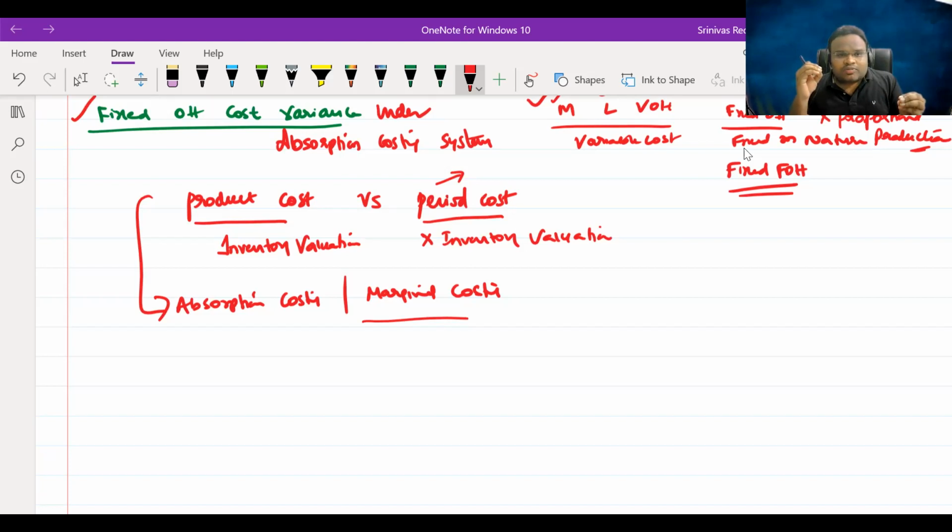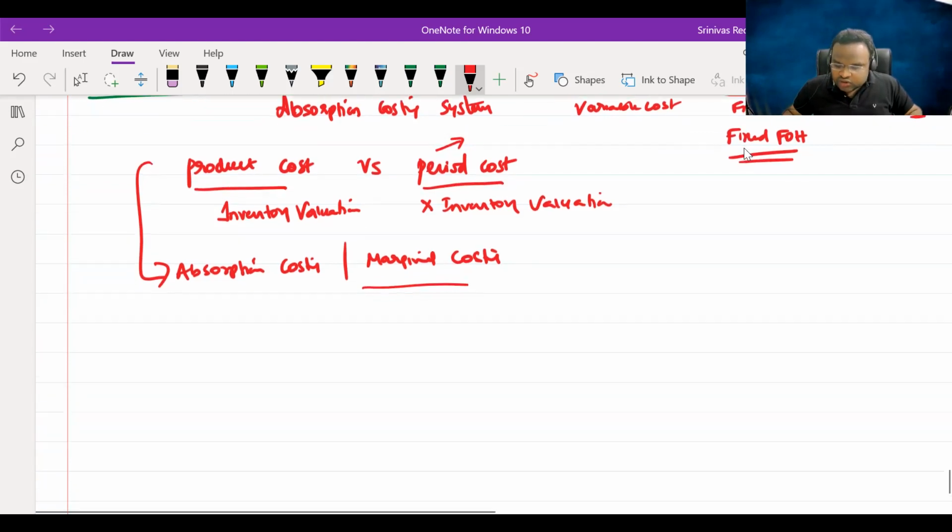Unless you understand the question properly, it is very difficult, because a small word will change the answer. If they ask you to find out the fixed overhead cost variance, it is simple. If they ask you to find out the fixed overhead cost variance under absorption costing system, you need to know which costing system you have learned. If they ask under marginal costing system, unless that comes to your mind, you will not do the answer. That is the reason I'm explaining absorption costing system and marginal costing system.